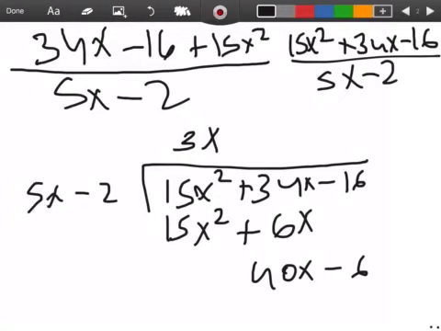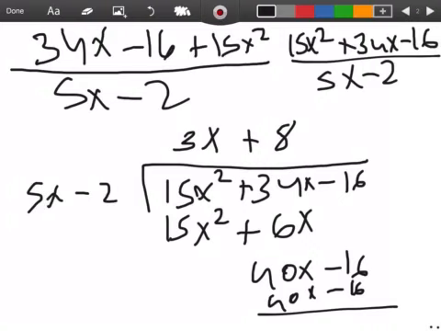And then 40x divided by 5x is 8, so we write plus 8 over here. Then plus 8 times 5x is 40x, and plus 8 times negative 2 is minus 16. And if we subtract this, this will change to plus, and then it would equal 0, and we have a remainder of 0. So this would be our final answer.